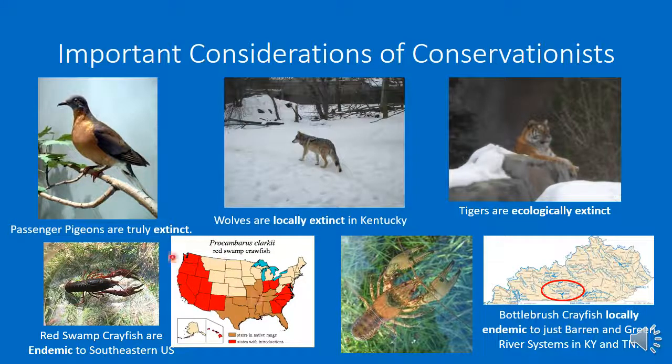Because the red swamp crayfish is now all over the U.S., the odds of it going extinct are pretty low. This thing, it's in one river. You have one good toxic sludge spill into that river, and now you've wiped out that whole species, right? So it has a higher risk of extinction. Being locally endemic puts you in danger of extinction.